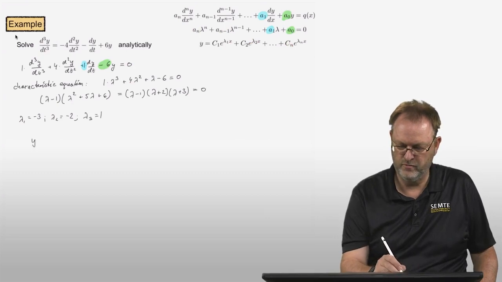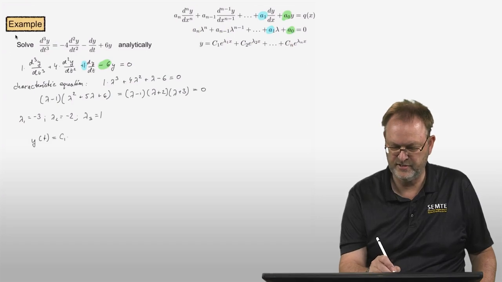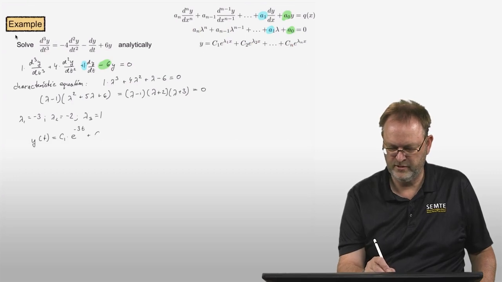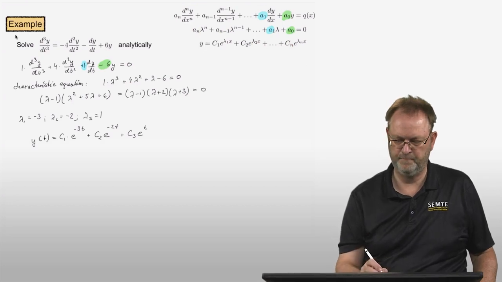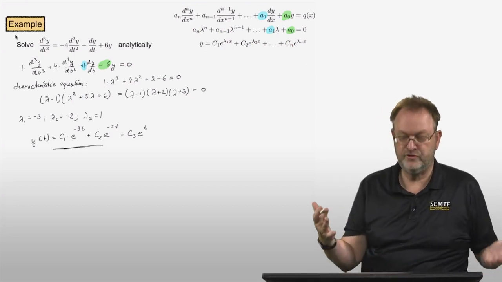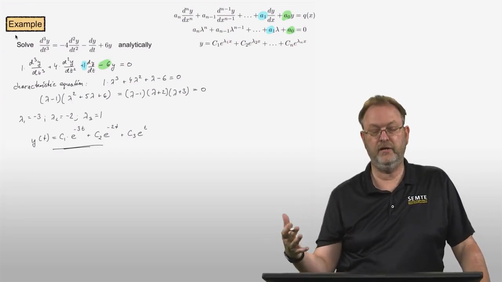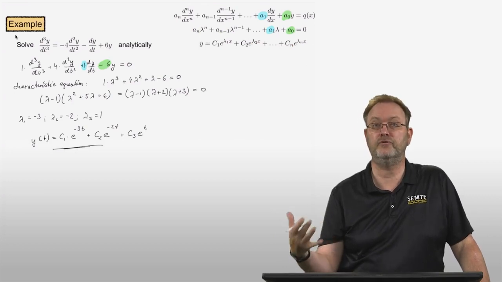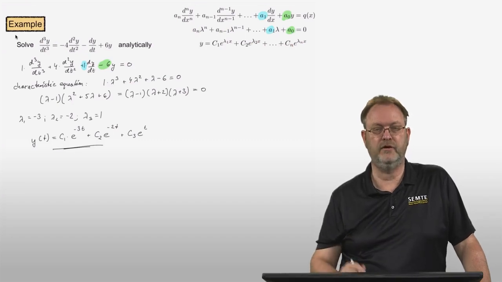So the solution is y of t is equal to a constant c1 times e to the power negative 3t plus another constant c2 times e to the power negative 2t plus a third constant c3 times e to the power 1 times t. And that's the solution to this ODE. And the constants c1, c2, c3 would be determined from constraints that would have to be given. But here it's just the general equation with no constraints.